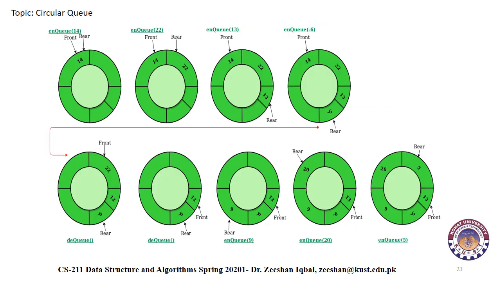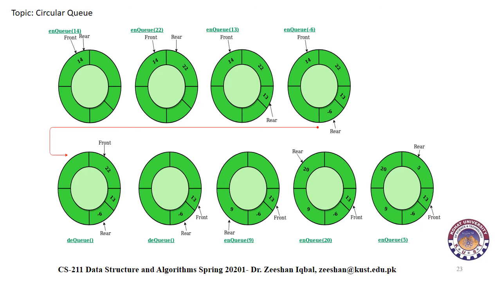This is basically the graphical representation of a circular queue. First of all, we can see that enqueue 14 is called. So 14 will be added and front and rear have the same value 14. Next, enqueue 22 is called. So 22 will be added as the next value and rear will be moved to 22. Next, enqueue 30 is called, so the rear will be moved to 13. After enqueue -6, rear will again be shifted to the -6 position.